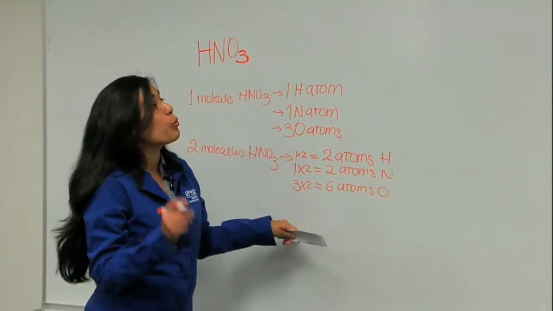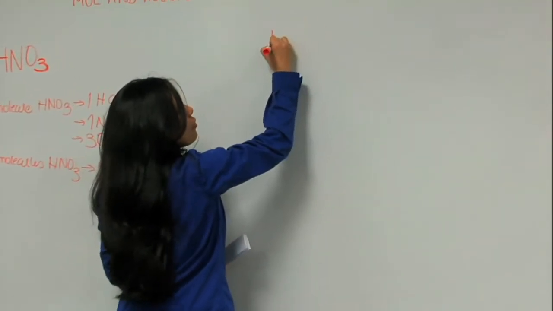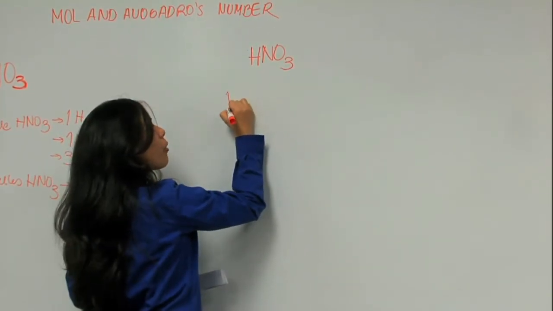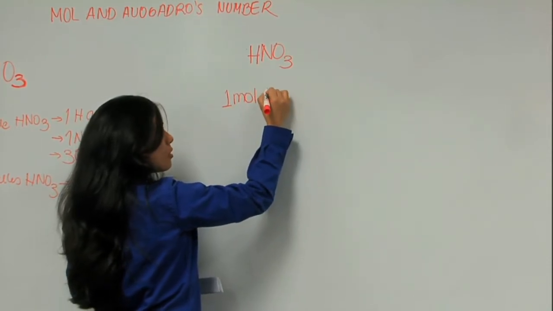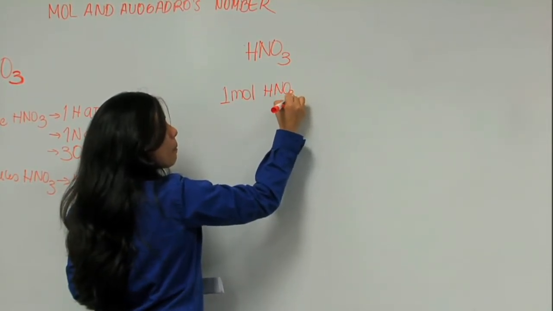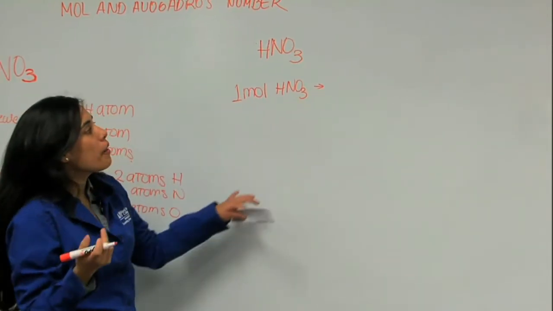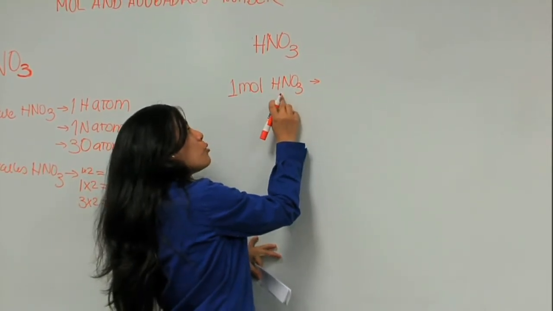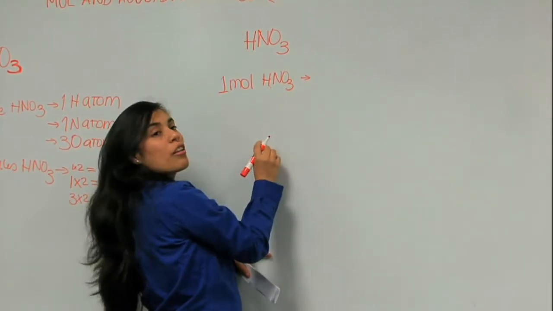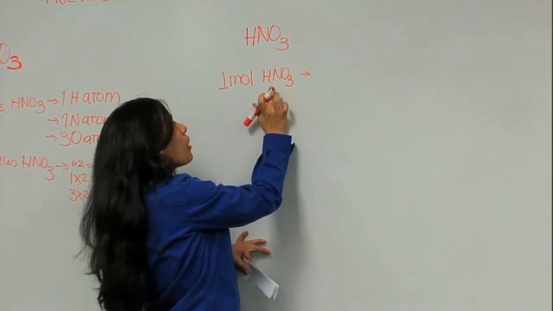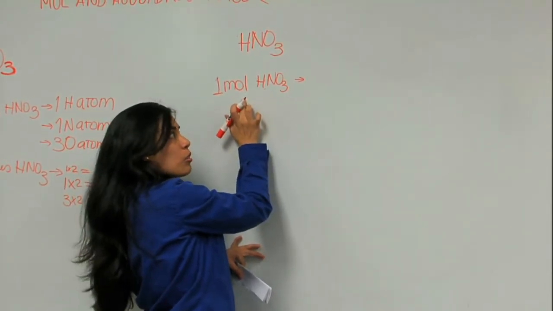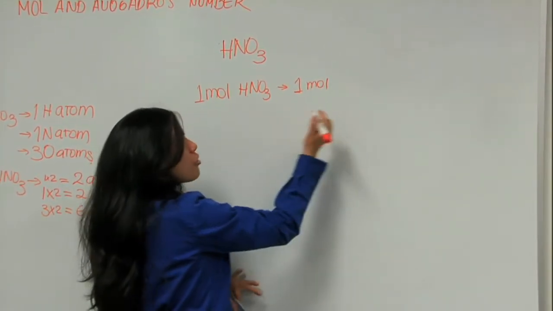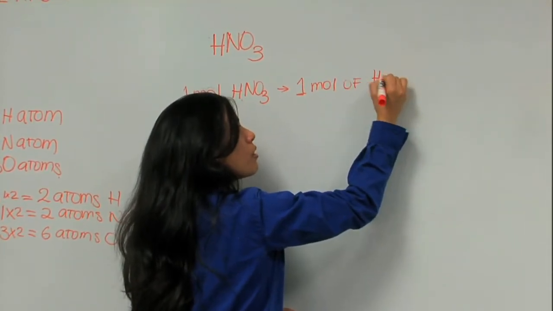Now let's see what happens when we talk about moles. So I have nitric acid again, correct? And now I'm going to say that I have 1 mole of nitric acid. In 1 mole of nitric acid, I'm going to have, remember that the subscript for hydrogen is 1, so 1 times 1 mole is 1 mole of hydrogen atoms.